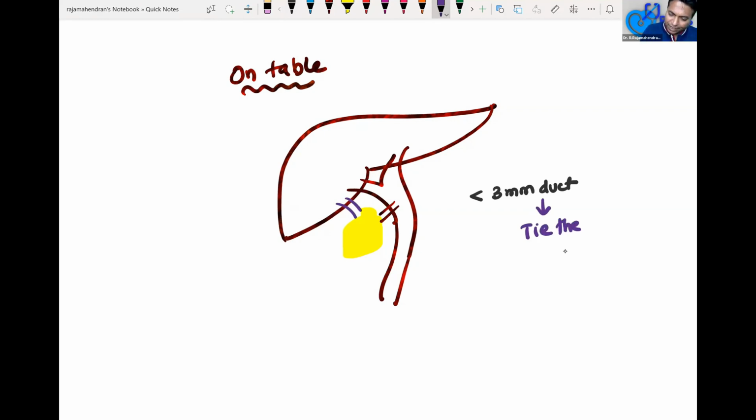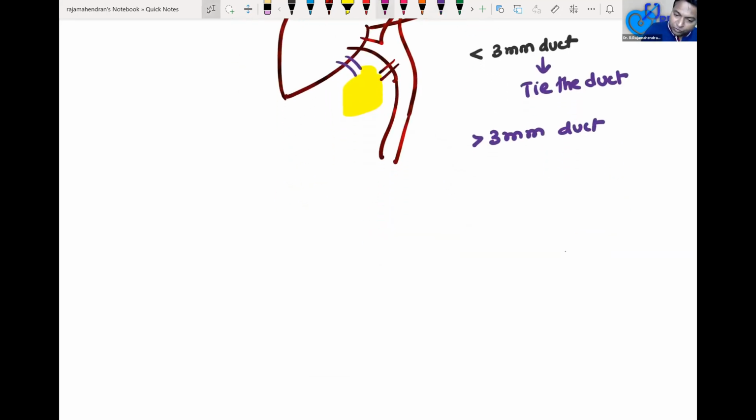Tie the duct. It will be some abnormal duct or a minor duct. Tie the duct and come out. Clip the duct and come out. If it is more than 3 millimeter duct, what should I do? Very interesting point. This is the point which a postgraduate aspirant should know.